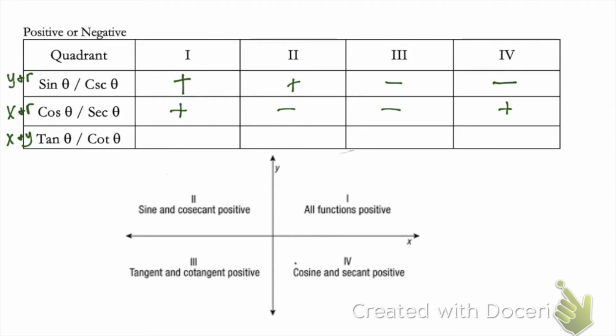So in the first quadrant, x and y are both positive. So when we divide two positive numbers, we're still going to have a positive answer. In the second quadrant, y is positive, but x is negative. So if I divide those, I'll have a negative answer. In the third quadrant, both x and y are negative. So if I divide two negatives, I get a positive. And in the fourth quadrant, y is negative, x is positive, so I'm going to have a negative tangent value.